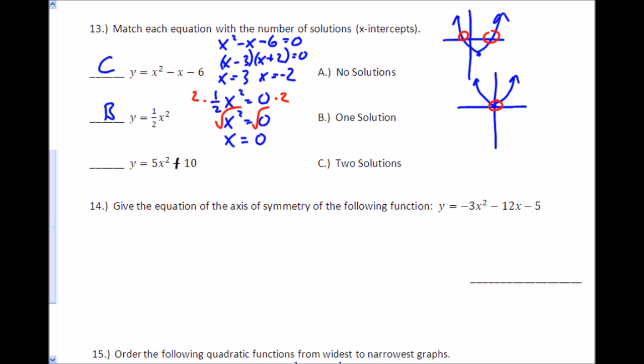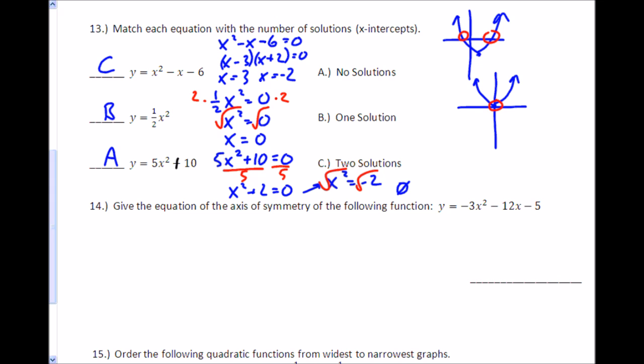And then this last one, if I were to set this equal to 0, 5x squared plus 10 equals 0, if I divided each side by the 5 to start, that would be a good place to start. x squared plus 2 equals 0. I can't factor this thing. There's nothing I can do in the way of factoring here, so I would have to subtract the 2 from each side, which would give me x squared equals negative 2. And you can already see what's going to happen when I try to take the square root. I can't take the square root of a negative, so that gives me no solution, which is letter A.